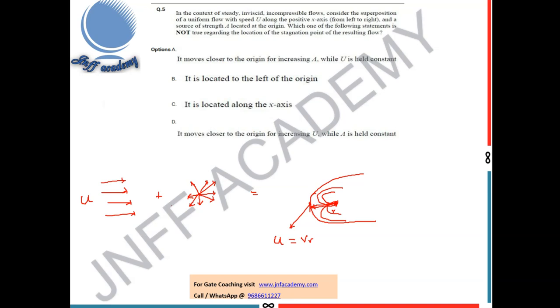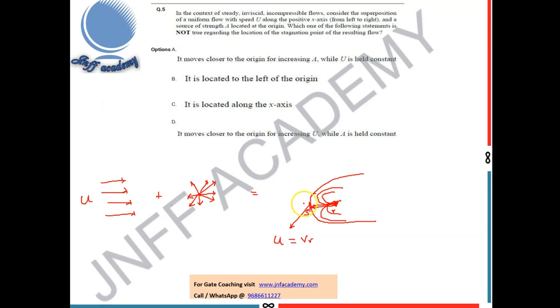That's very, very important. From this figure, it's very clear that options B and C are right, which are true statements. The stagnation point is located to the left of the origin. So if this is the origin and the stagnation point is this point, it is located to the left of the origin. That's right. And then it is located along the x-axis, because the source is on the origin, it is also located along the x-axis.